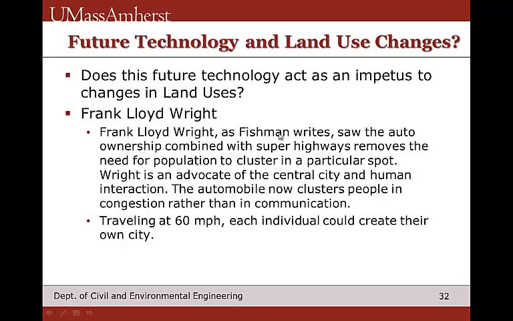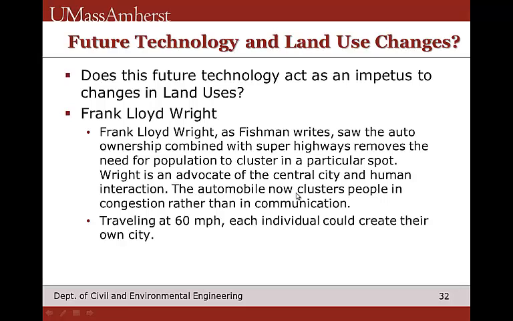Frank Lloyd Wright saw that auto ownership combined with superhighways basically removes the need for populations to cluster in a particular spot. So Wright is an advocate of the central city and human interaction. Basically, Frank Lloyd Wright wanted to see people interact. So you're on the street, you're walking down the center core of the city, and you see folks. Hey, John, how's it going? Hey, Frank, what's going on? How's your family doing? Sort of all the niceties that used to be, right?